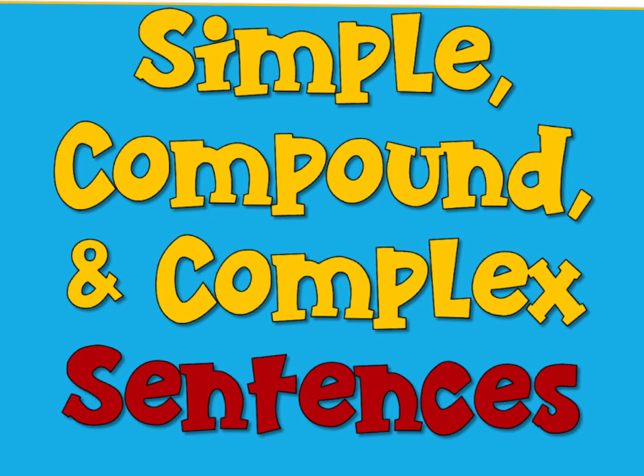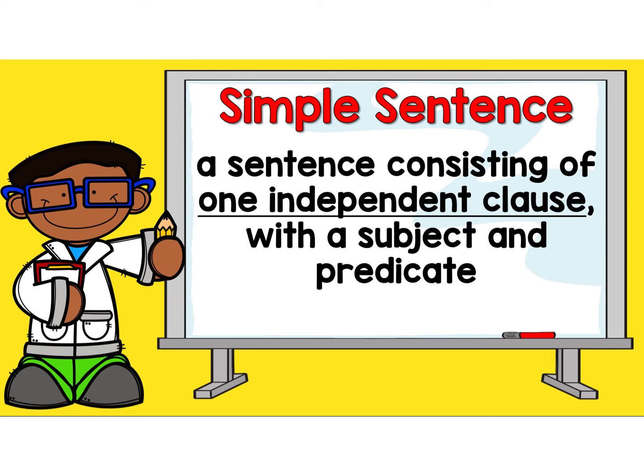Hi boys and girls, today we are going to review simple, compound, and complex sentences. First, we have the simple sentence. A simple sentence has one independent clause, it has one subject, and one predicate.